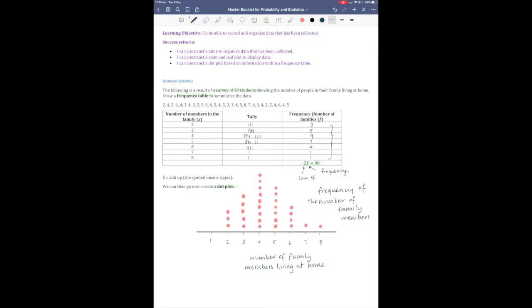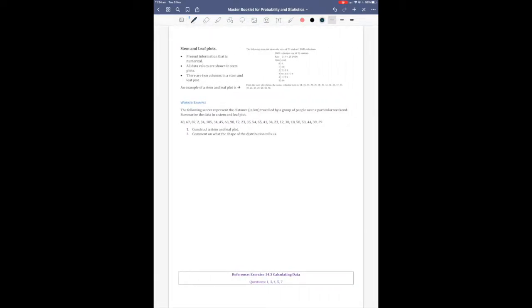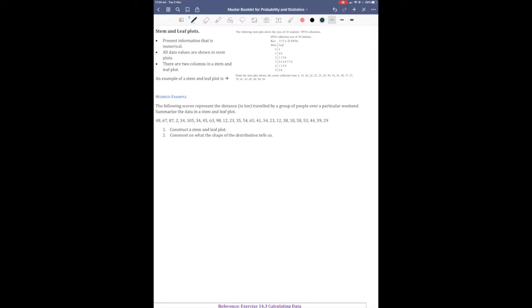So now if we move on, we're going to look at using data and then representing this in a stem and leaf plot. So stem and leaf plots represent information that is numerical. All data values are shown in stem and leaf plots, and there are two columns in a stem and leaf plot, so one being the stem, the other being the leaf.